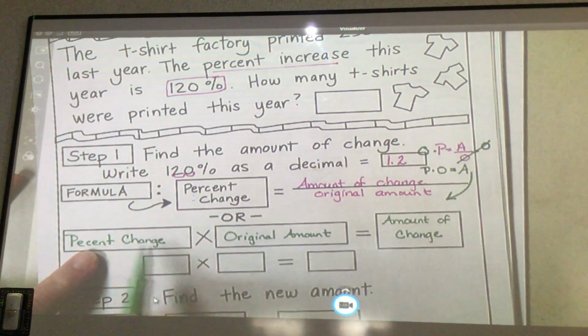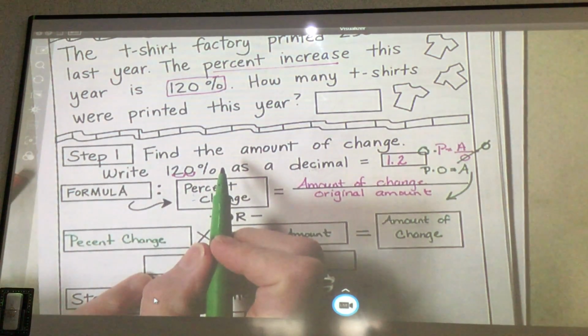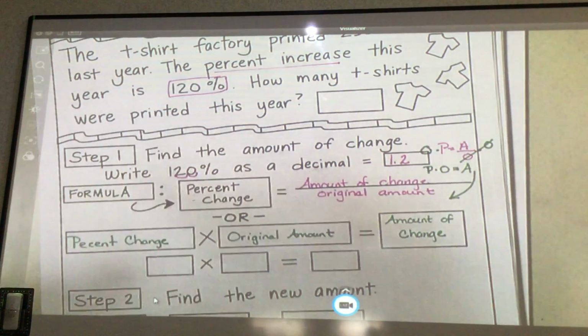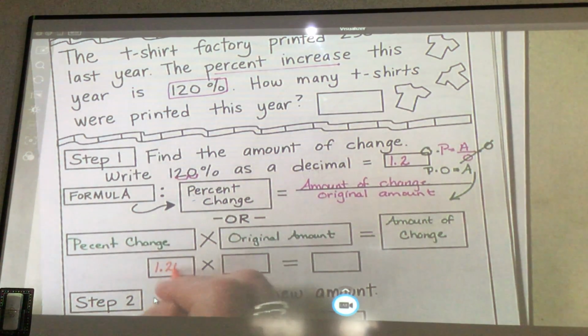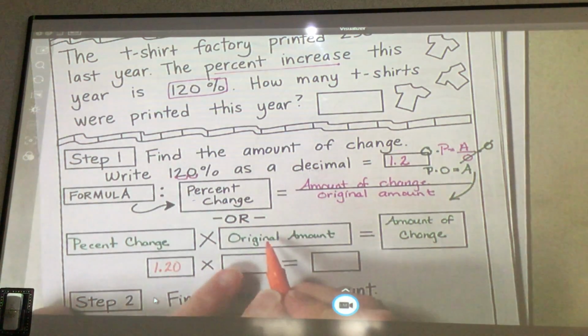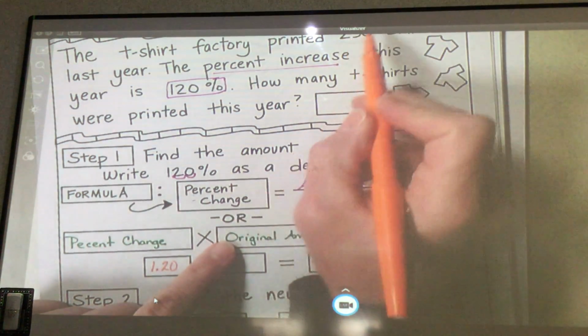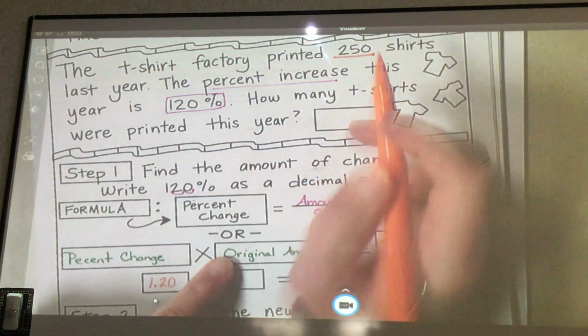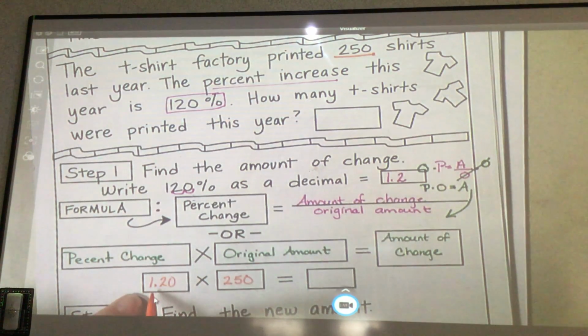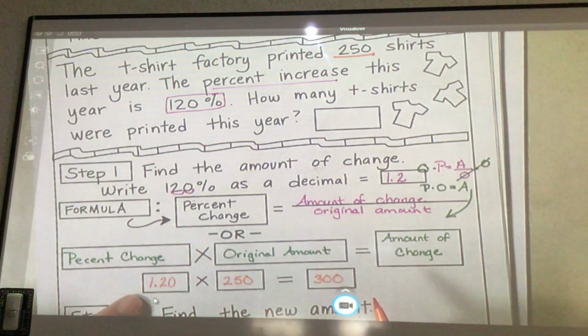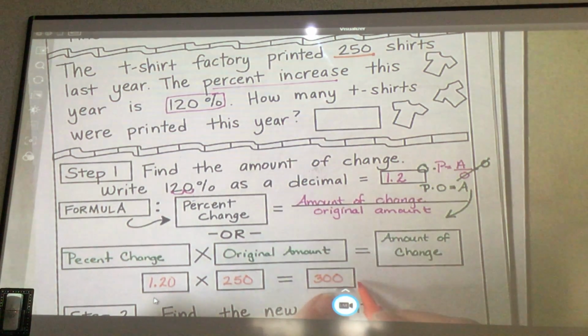So the percent of change was 120%, but you always write it as a decimal. So I write 1.2. I'm going to just keep the 0. So you know that came from 120. Times the original amount. The original amount of shirts, 250. So then I just put this in my calculator. 1.2 times 250, which would be 300. So that is the amount of change.